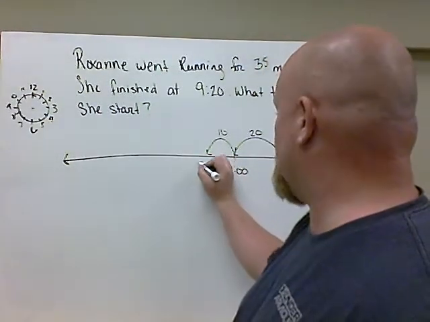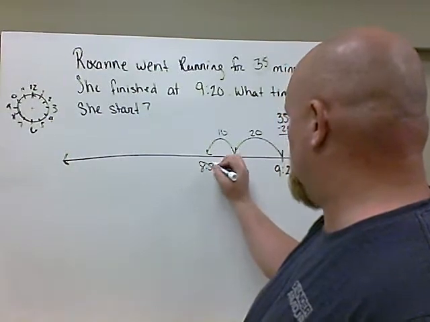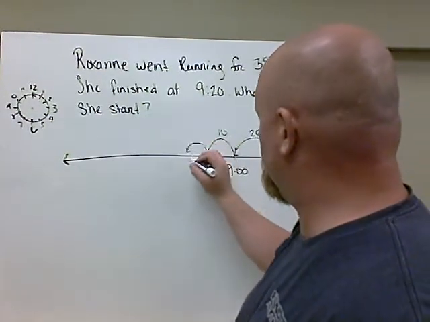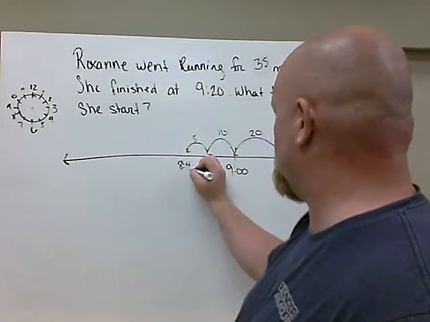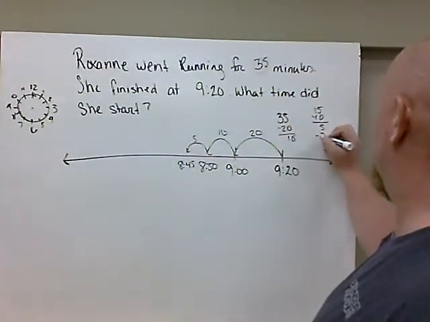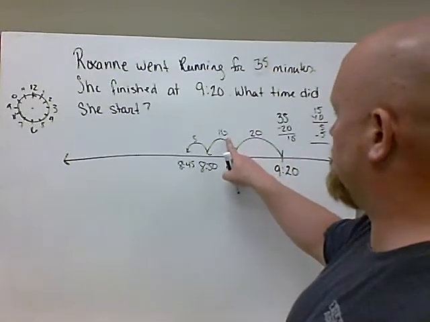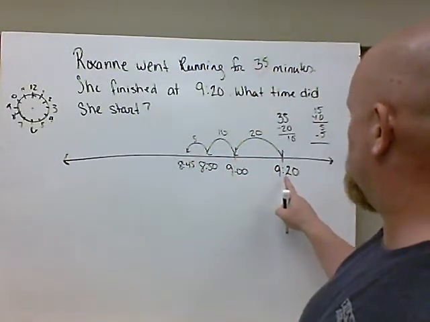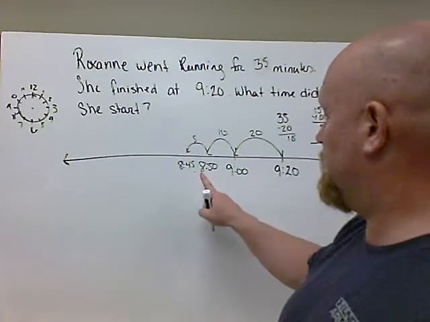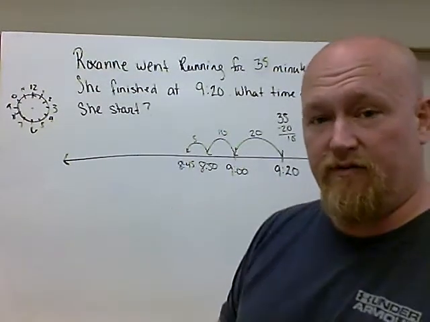10 minutes backwards is 8:50. And now I'm going to do a 5-minute jump to get to 8:45. 20 plus 10 is 30, plus 5 is 35. I got all my 35 minutes. So if she finished her run at 9:20, she would have had to start at 8:45.